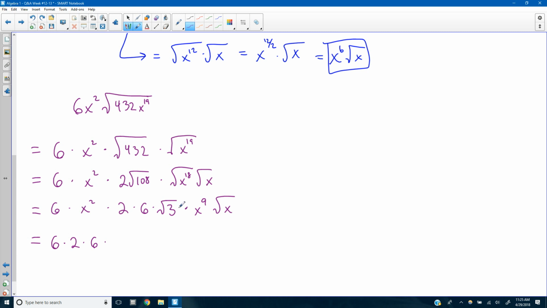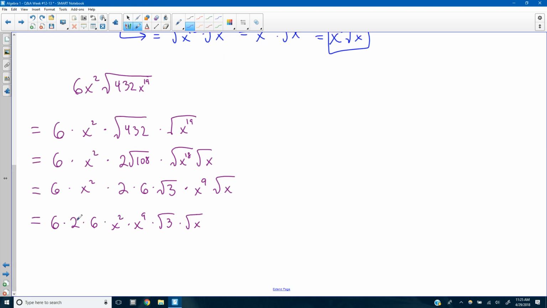And let's get these x's together. This x squared can multiply with this x to the 9th. And then this root 3 can multiply with this root x. So my end result: 6 times 2 is 12, times 6 is 72. So I'm going to get 72. x squared times x to the 9th is x to the 11th. And the root 3 times the root x becomes root 3x, just like that. And that is the final answer right there.